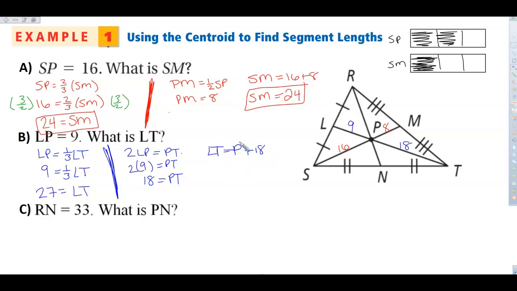That was not a 9. That was special. 9 plus 18. That was very weird. Okay, so then that gives me LT is 27. Either way, again, you can do it with the theorem, which you would need to write out, or you can say, all right, if this is 9, it's my shorter piece. I'm going to double it to get 18, then I'm going to add them together.